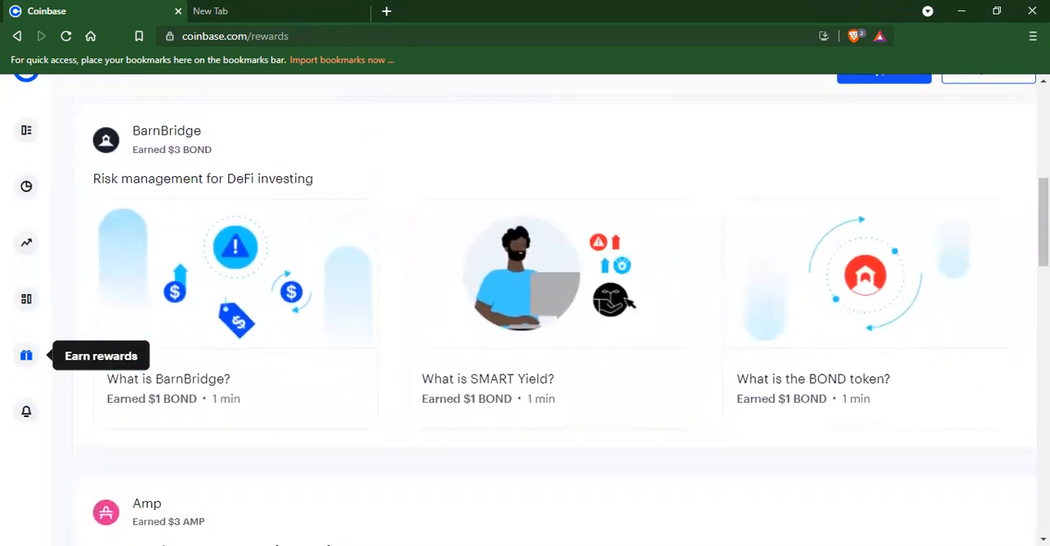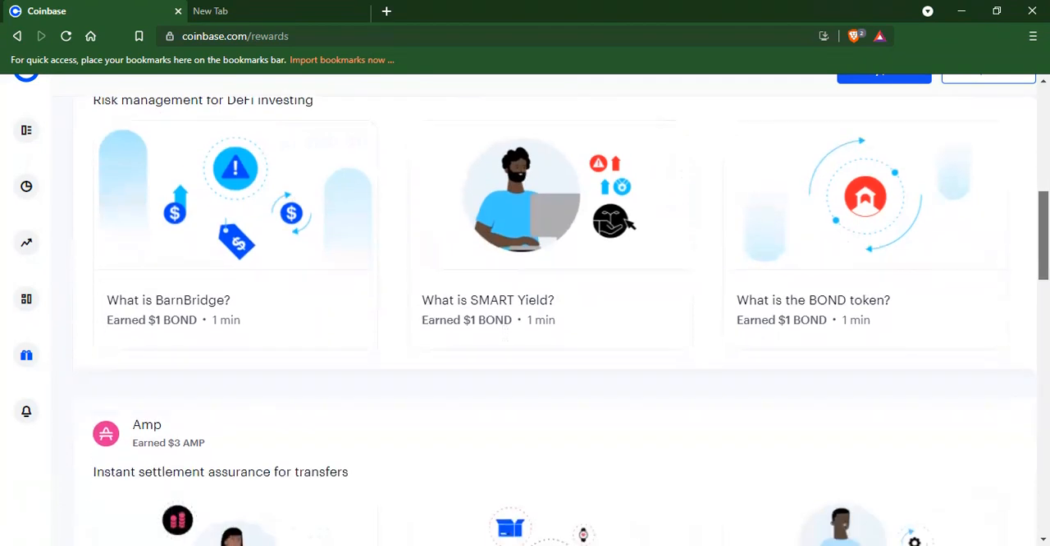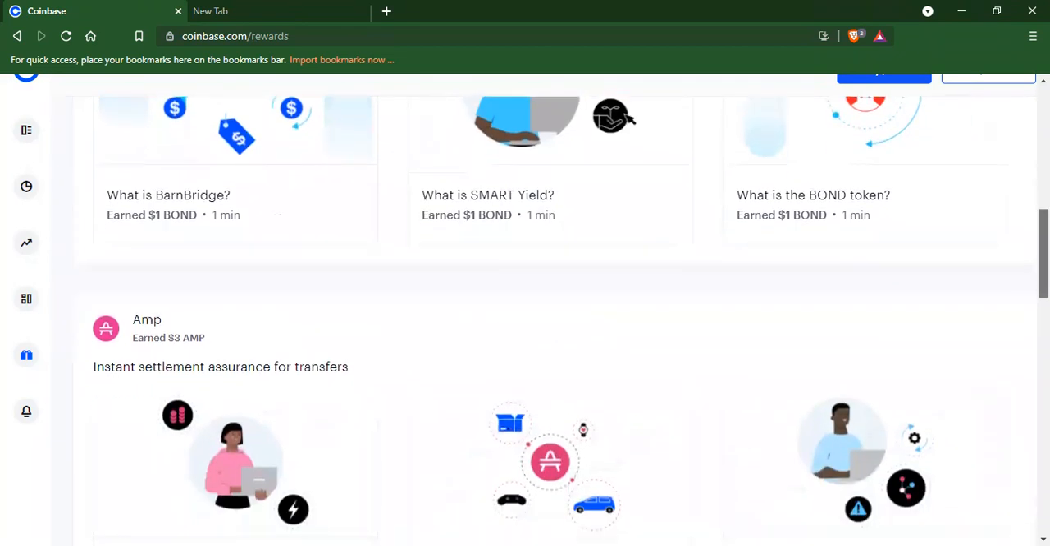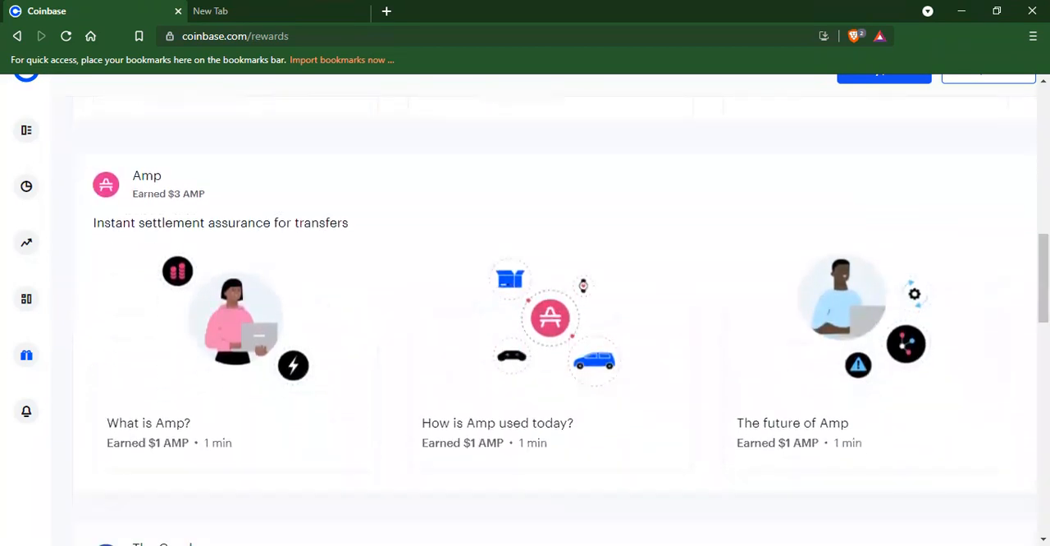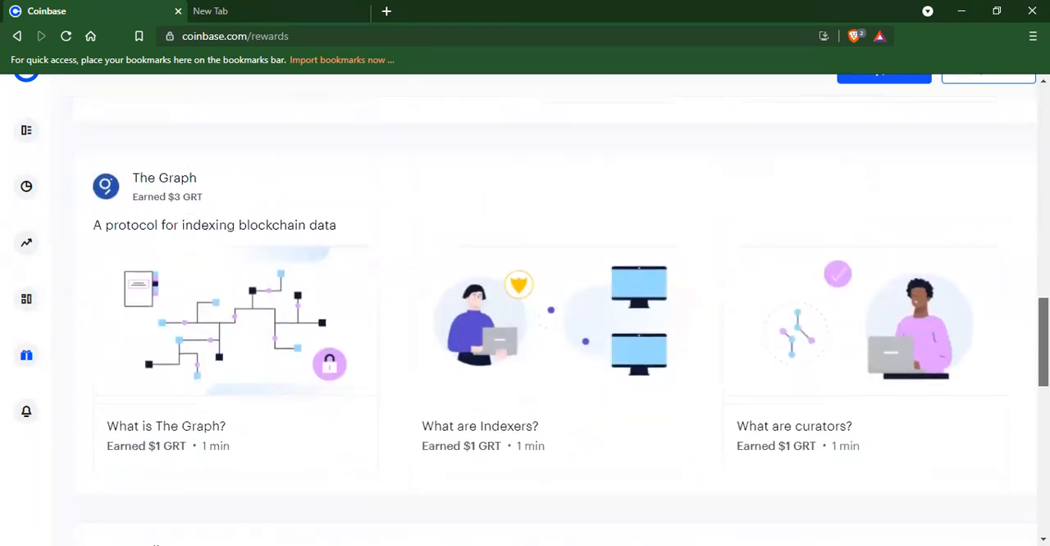And then the last but not the least way to earn money on Coinbase is by learning about cryptos. It's basically free money. It's just like a quiz. I've answered this, that's why you see this. So you see, $1 bond, $1 bond. Just on that, it's a quiz that you finish in under 5 minutes, and then you've earned $3. AMP as well, you've earned $3. The Graph GRT also.